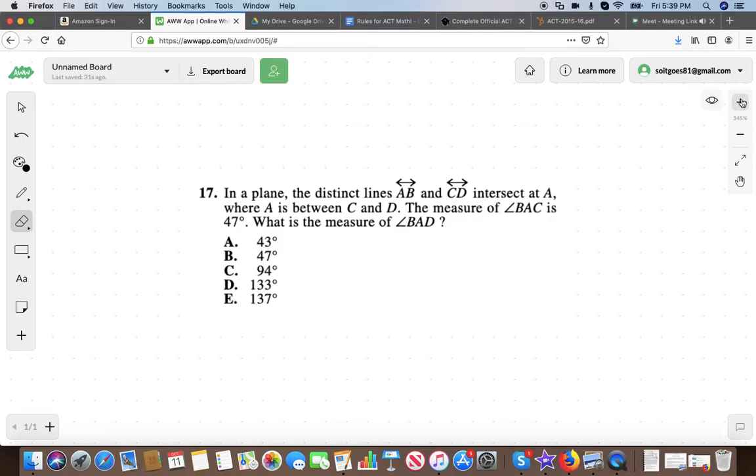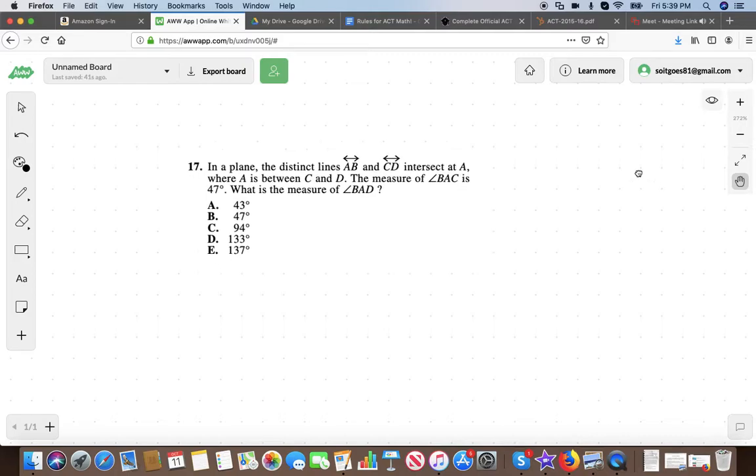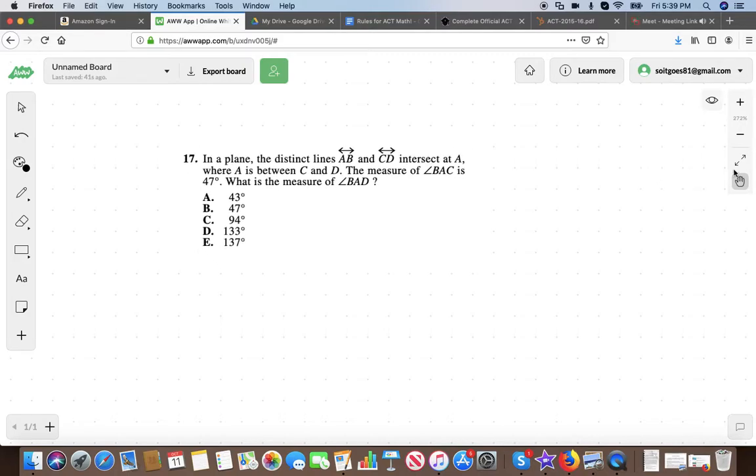Can I see you draw a picture? We've got 2 lines, AB and CD. They intersect at A, and A is between C and D. Can you draw that out on the whiteboard? You understand the question? Yes. So we got 2 lines, and they're going to intersect at A. So this is AB. Great. Go ahead and label that too. Which one's A, which one's B? Great.